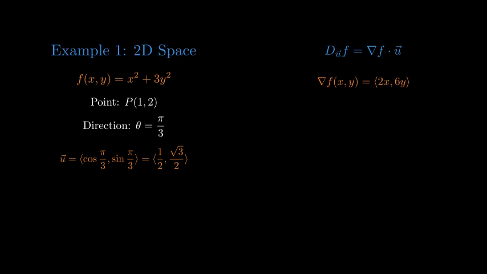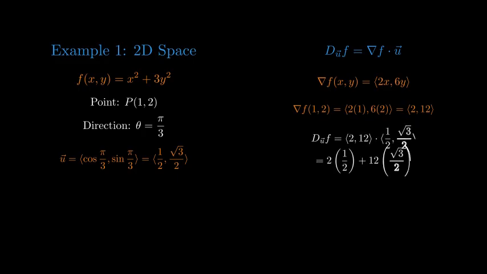The gradient of our function at the point 1, 2 consists of 2 times x in the first position, which evaluates to 2, and 6 times y in the second position, which evaluates to 12, giving us the vector 2, 12. To find the directional derivative, we take the dot product of the gradient vector 2, 12 with the unit vector 1/2, square root of 3 over 2. This gives us 2 times 1/2 plus 12 times the square root of 3 over 2, which simplifies to 1 plus 6 times the square root of 3.